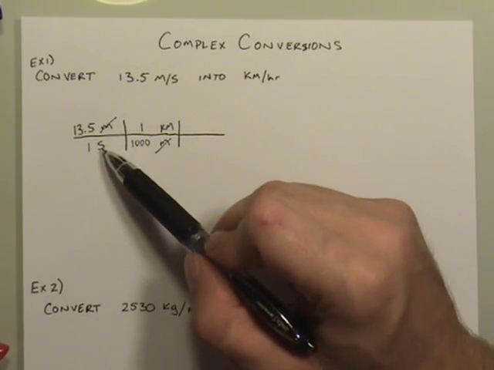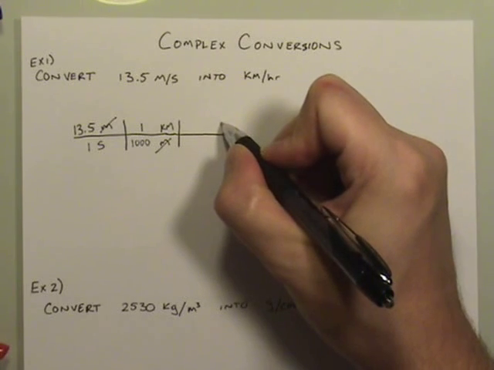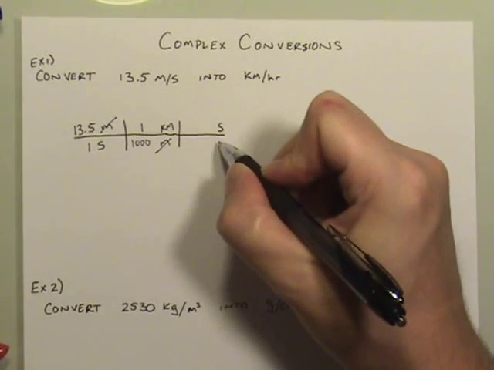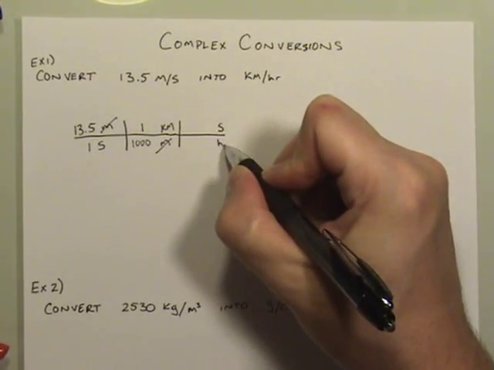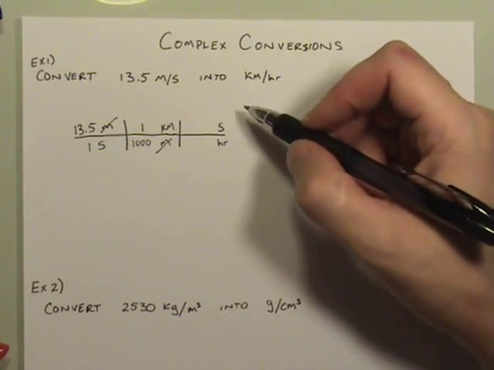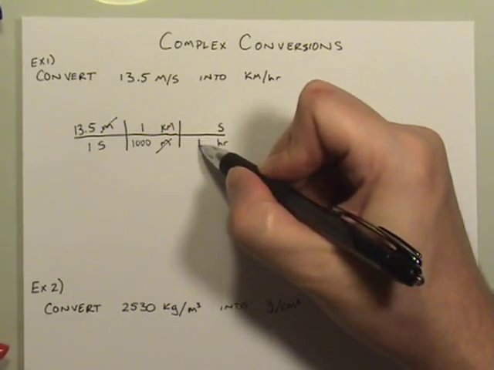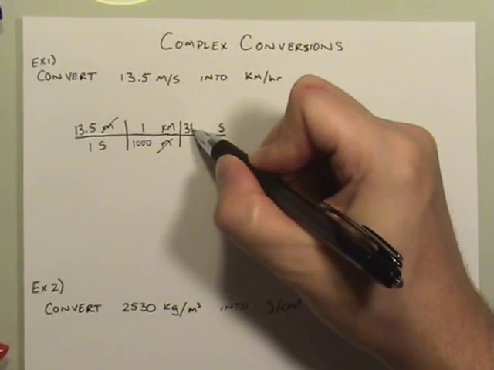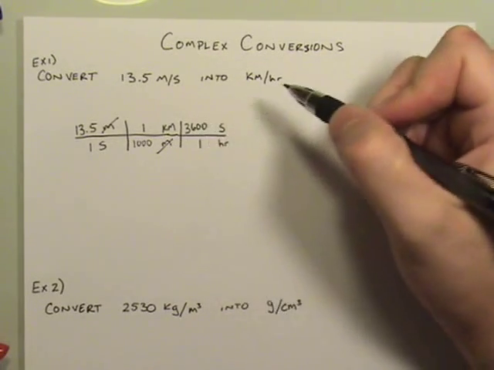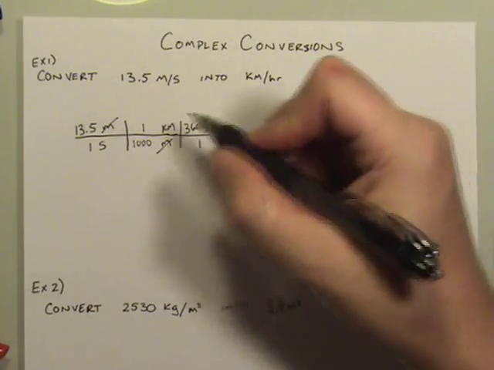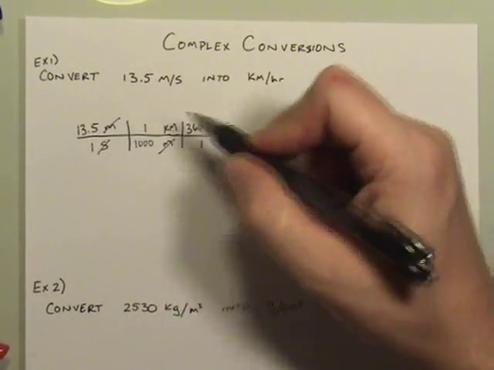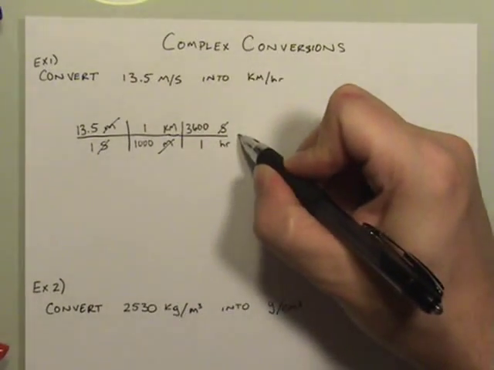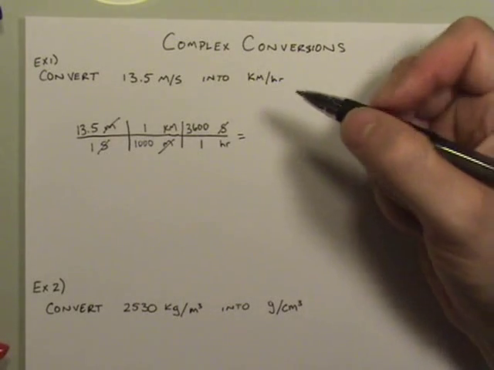That means that when I want to see the cancellation, I'm going to have to put the seconds up here on the top, and I'm going to put hours here on the bottom. So I know that in every 1 hour there are 3,600 seconds. I see that my seconds cancel because one is on the top and one is on the bottom, and I'm now ready to make my calculation.